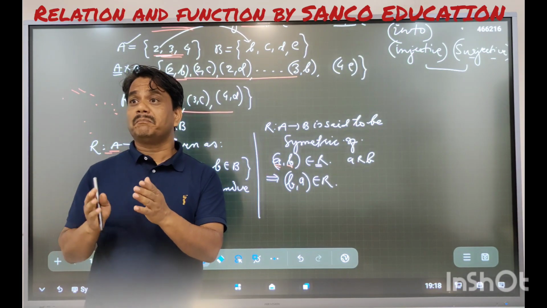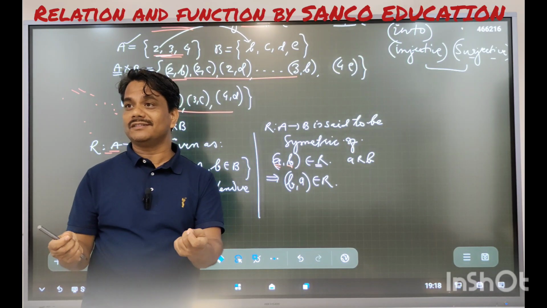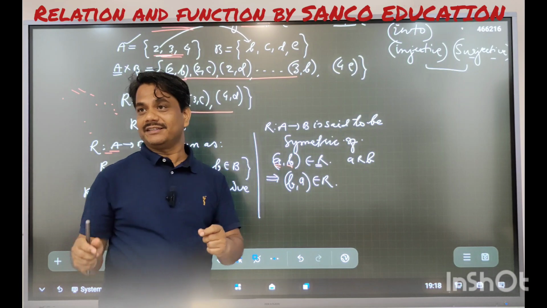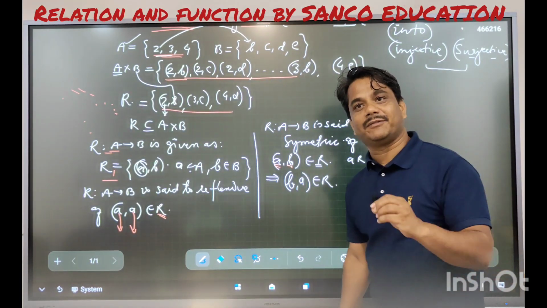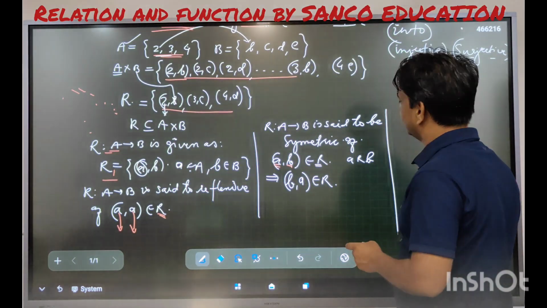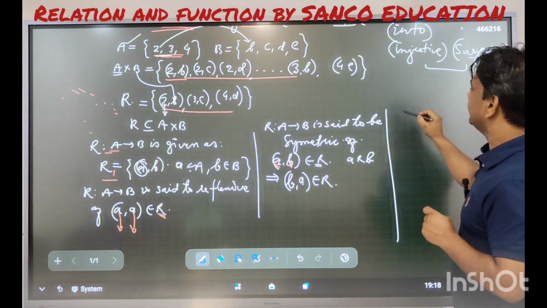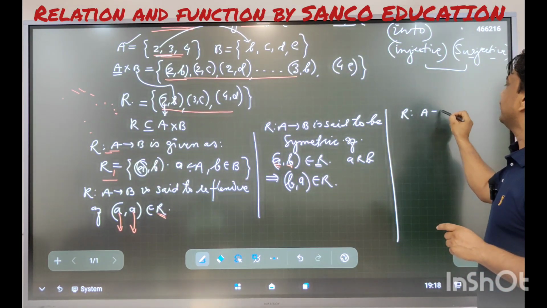It means plus is an operation which we are applying between the two integers 2 and 3. So it's giving the same result. That's why AB and BA will give the same result. Then this relation is said to be reflexive. What is the third relation? Transitive. A relation from A to B.